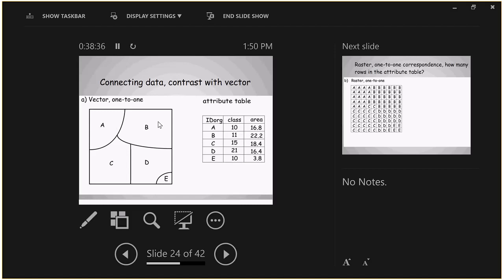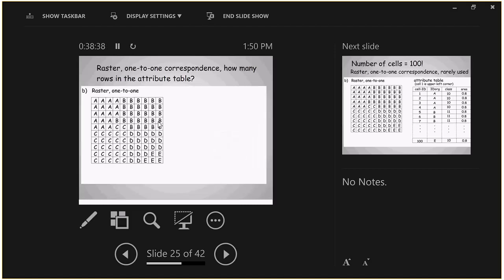In the raster data model, the only way to do something like this is to do this, where every cell in the A polygon gets coded a value that represents A. And every value in the B polygon gets coded a value that represents B. So we then store multiple C values, multiple B values, multiple A values.